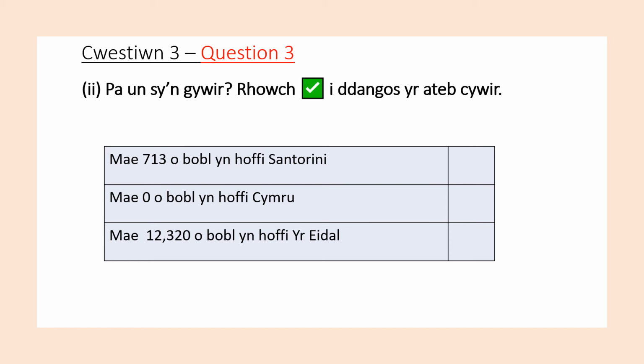So is this first one, mae 713 o bobl yn hoffi Santorini? Is that one cywir? Mae dim o bobl yn hoffi Cymru? Is that one cywir? Or is it the last one, mae 12,320 o bobl yn hoffi yr Eidal? Hopefully you'll remember what yr Eidal is now. So if that one's correct, put a tick there.